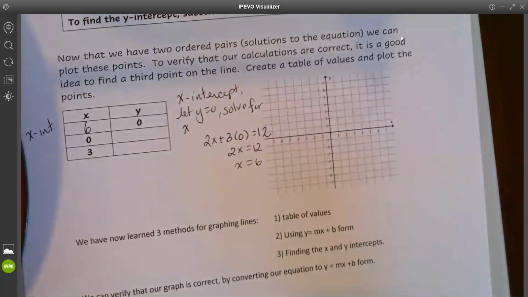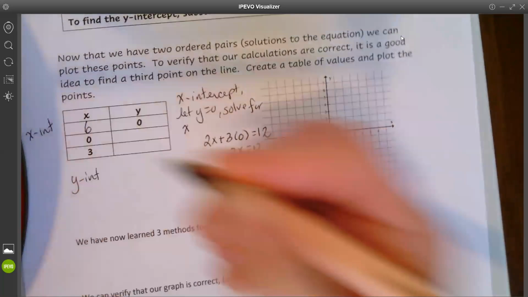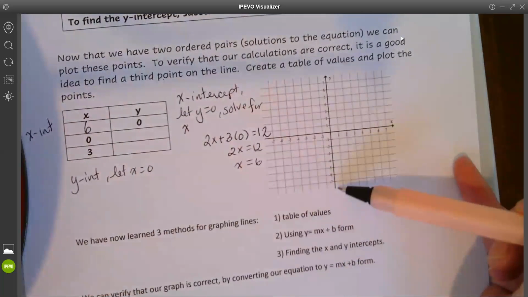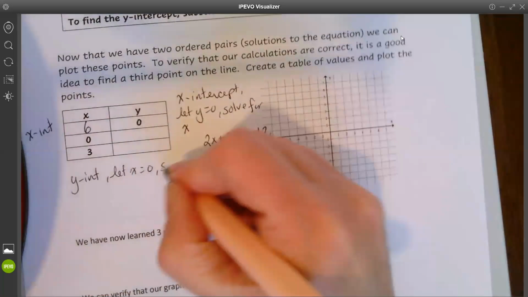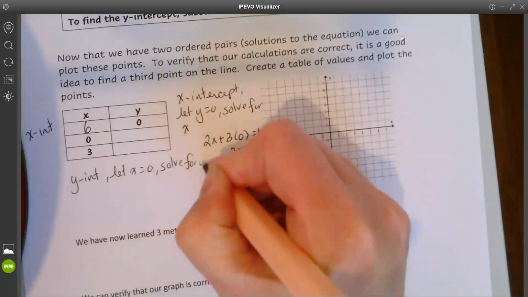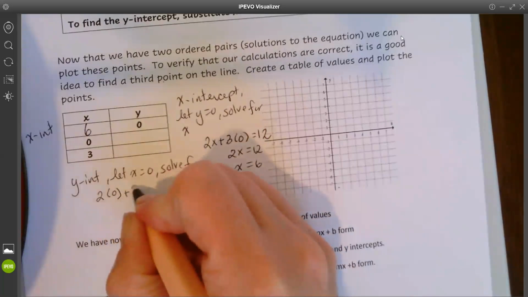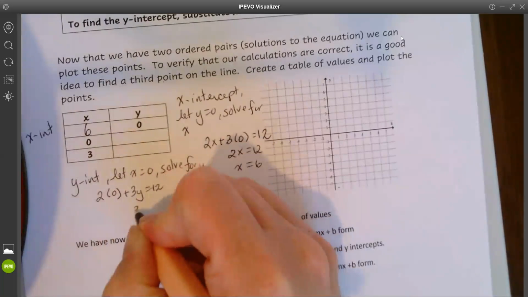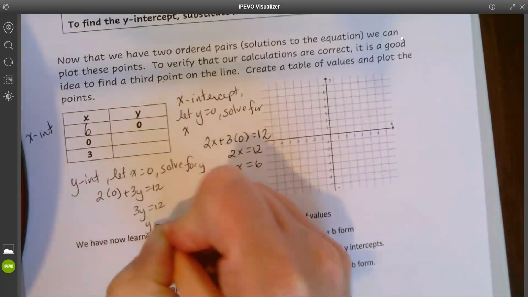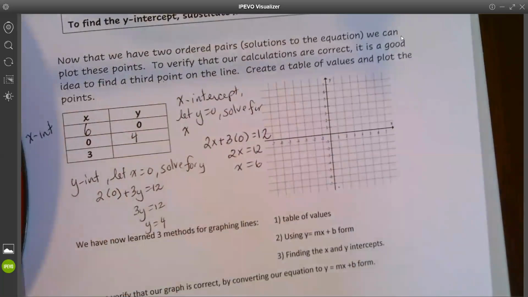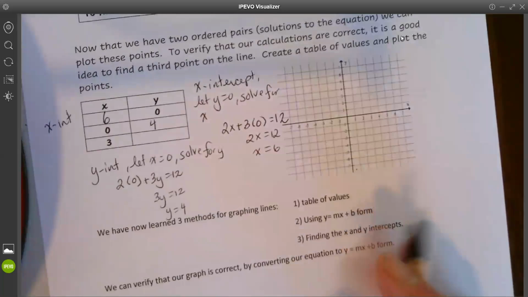Similarly, to find the Y-intercept, you're going to let x equal 0. Any point on the y-axis has a corresponding x value equal to 0. So we're going to let x equal 0, solve for y. So we're going to have 2(0) plus 3y is equal to 12. So 3y is equal to 12. Y is equal to 4. So that corresponds with the ordered pair (0, 4). I'm summarizing the results in this table of values.